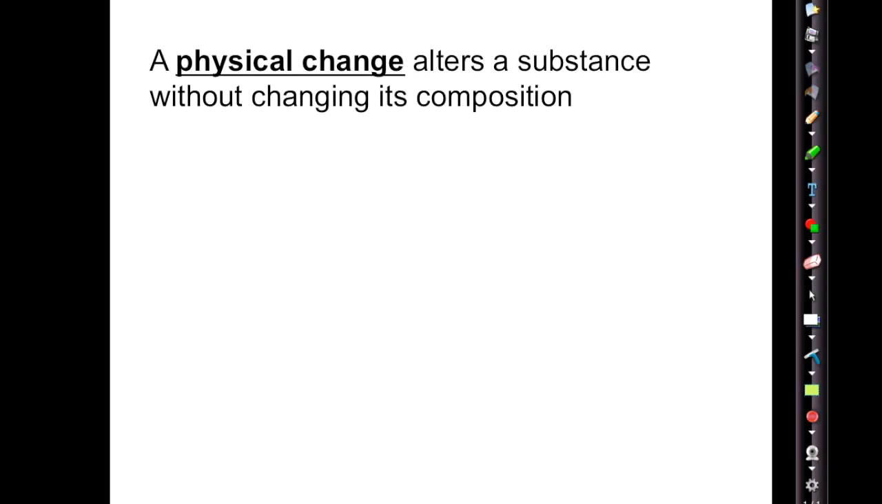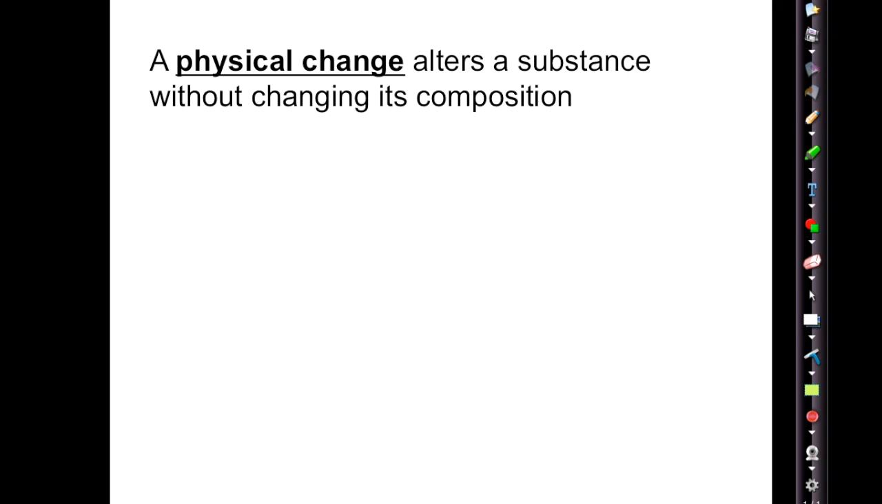So we've seen that we're interested in describing the characteristic properties. We're also interested in describing changes that matter can undergo. And similar to our previous discussion, these changes fall into two major categories: physical changes and chemical changes. So let's take a look at these two categories.